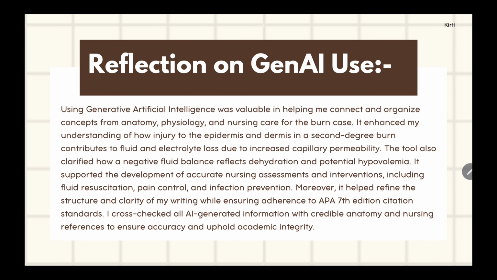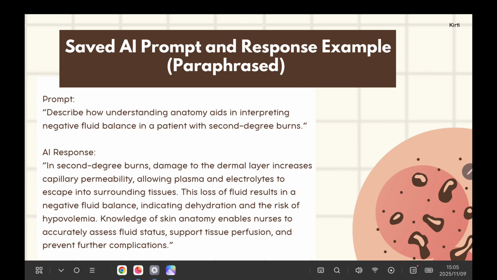Now our next part is about the saved AI prompt and response example. On the slide, we have included a specific example of how we used AI during the preparation of our project. The prompt was: describe how understanding anatomy aids in interpreting negative fluid balance in the patient with second degree burns.